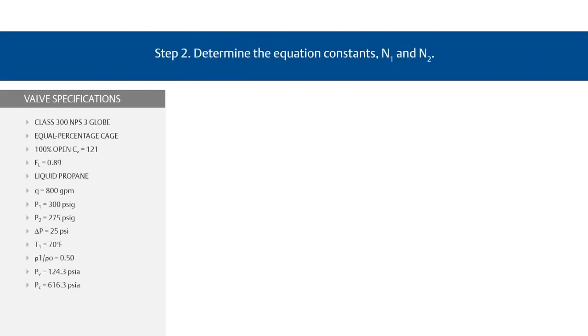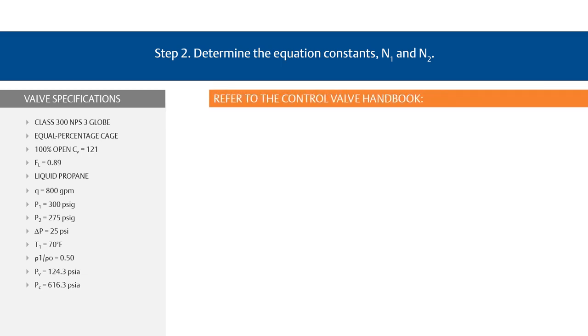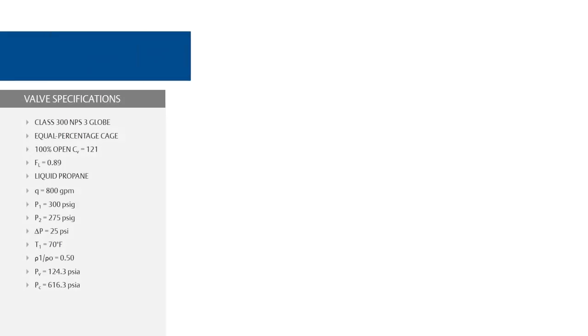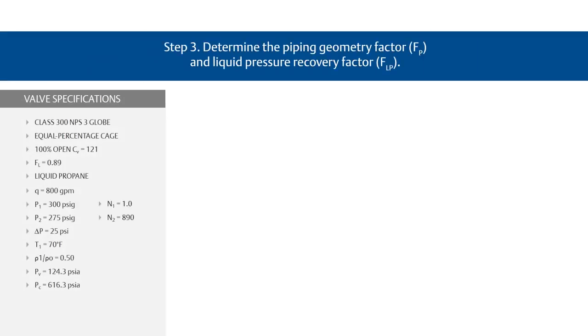Step 2. Determine the equation constants N1 and N2. From the equation constants table in the control valve handbook, N1 equals 1.0 and N2 equals 890. Step 3. Determine the piping geometry factor, or F sub P, and the liquid pressure recovery factor, or F sub LP, adjusted for the attached fittings.